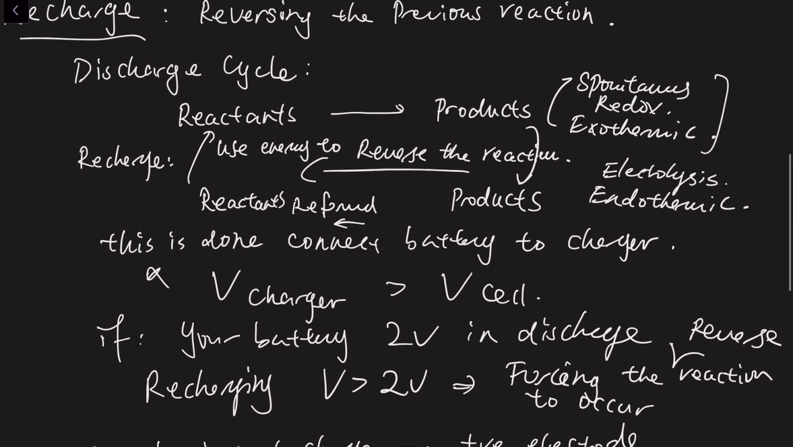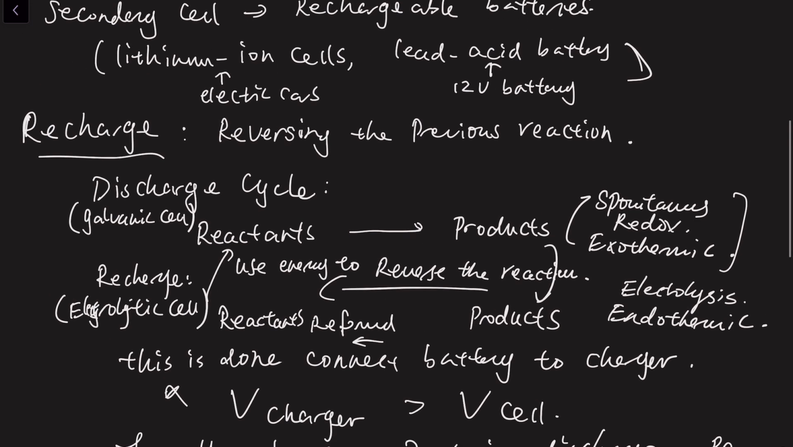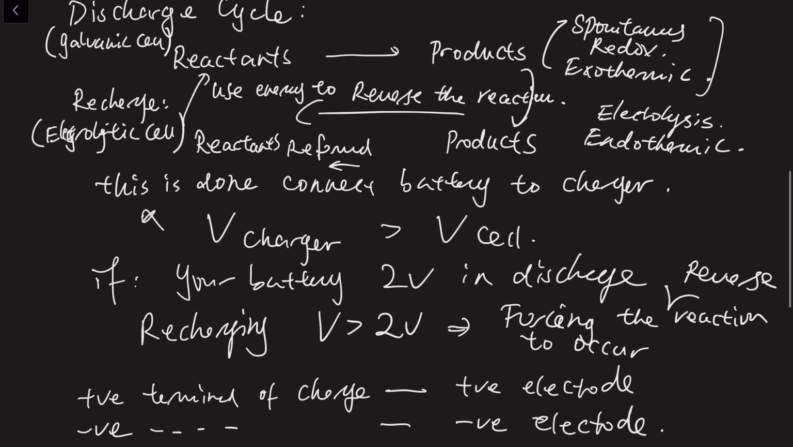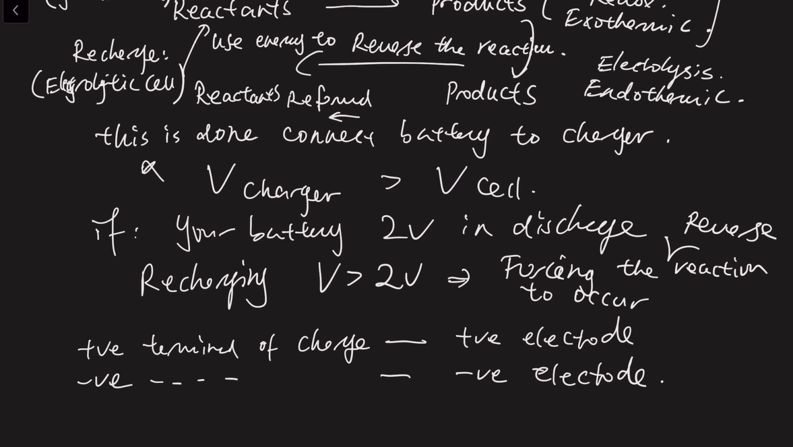So in summary, during discharge, your battery is a galvanic cell. During recharge, it is an electrolytic cell. So that's why it's called a secondary cell. It can act in both ways. It can be a galvanic cell as well as an electrolytic cell.